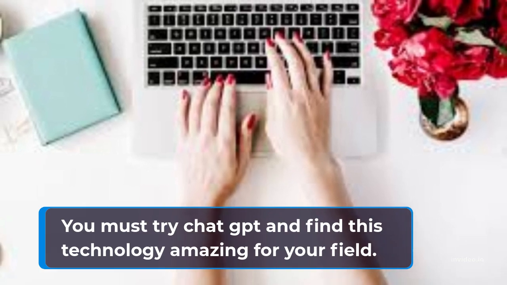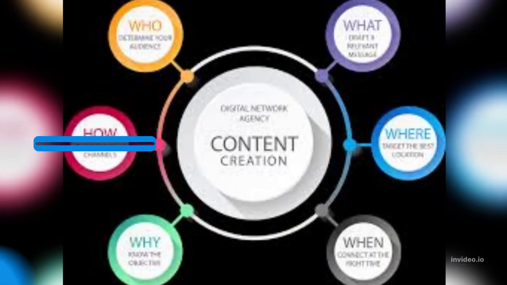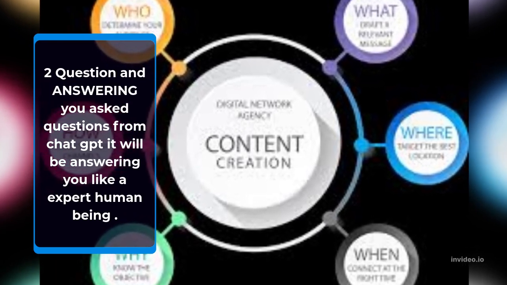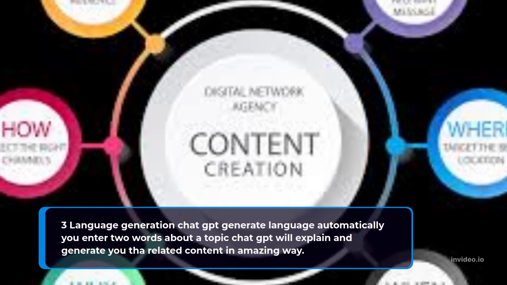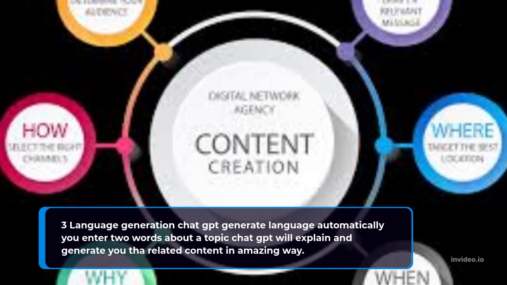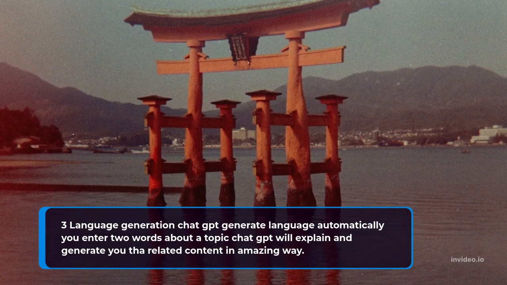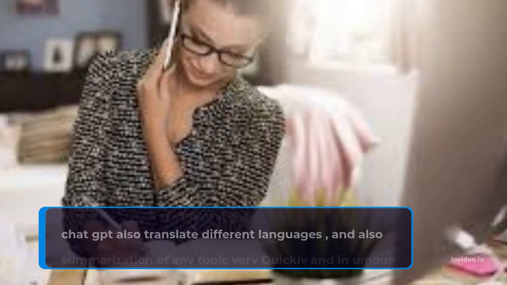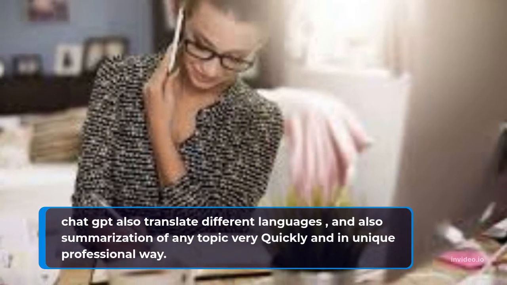Point 2, question and answering. You ask questions from ChatGPT, it will answer you like an expert human being. Point 3, language generation. ChatGPT generates language automatically. You enter 2 words about a topic, ChatGPT will explain and generate the related content in an amazing way. ChatGPT also translates different languages and also does summarization of any topic very quickly and in a unique professional way.